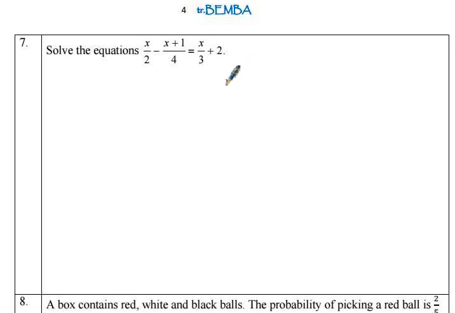Fine. Question 7. We are supposed to solve this equation here, and we see it has some terms in the denominator. Whenever we have a question like this, the first thing to do is to obtain the LCM, so that we remove these denominators here. It is not easy to work out with fractions. So what's the LCM of 2, 4, 3, and 1? The LCM is 12.